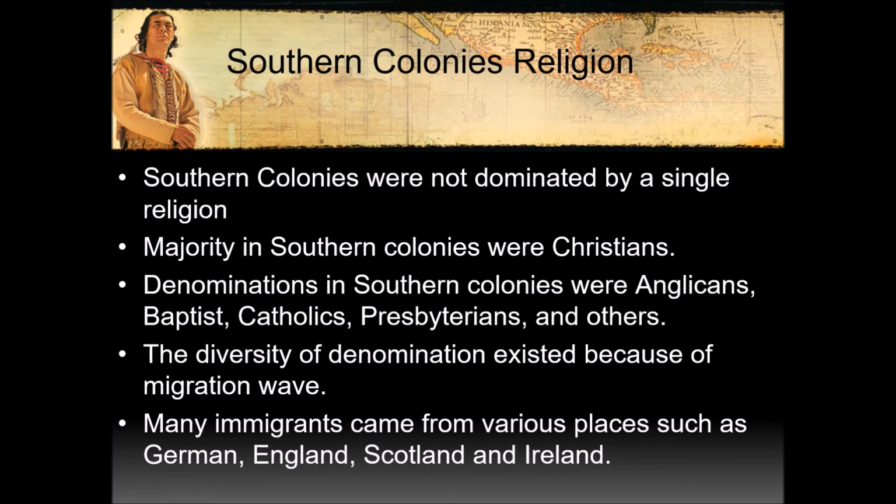Now, why did the denominations exist? The diversity of denominations existed because of the migration wave that happened during that time. Many immigrants came from various places such as Germany, England, Scotland, and Ireland. These people created a diversity in the southern region. Next, we will move to the next slide.